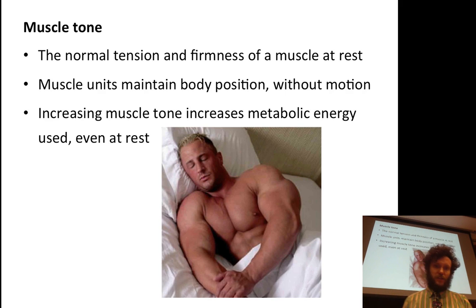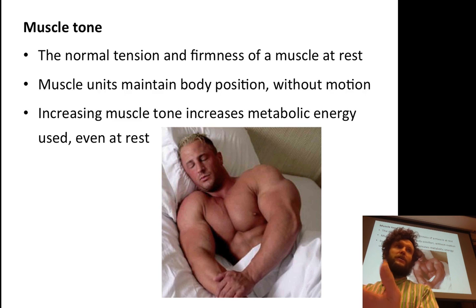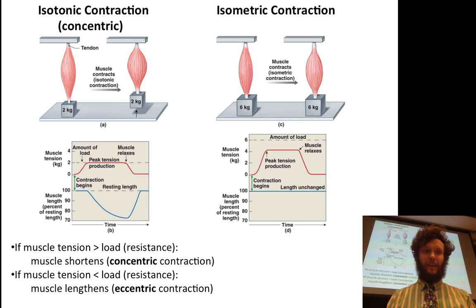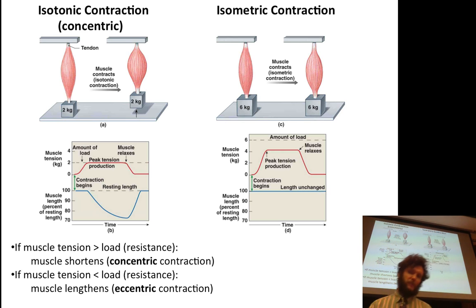All right. Muscle tone. The normal tension and firmness of a muscle at rest. Muscle units do maintain body position without motion. And the more your basal muscle tone increases, metabolic energy is used even at rest. However, this guy who'd like you to think that he's at rest and is ripped at all times is probably not exhibiting basal muscle tone, right? So your muscles, they're not completely flaccid at rest. They do have some muscle tone, but most people aren't fully ripping it all the time. That guy.